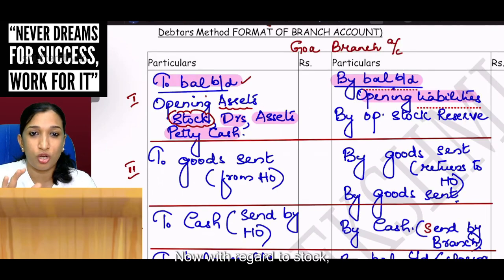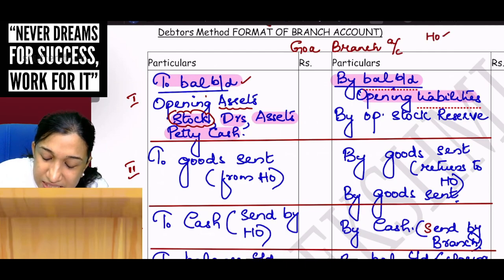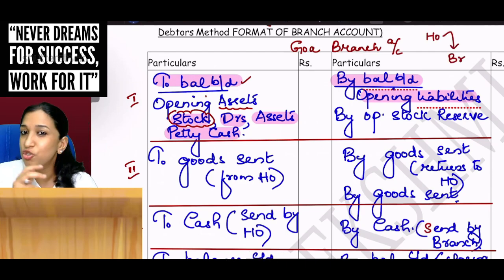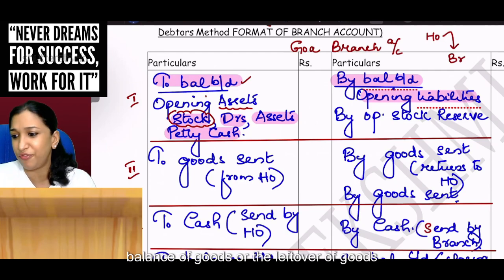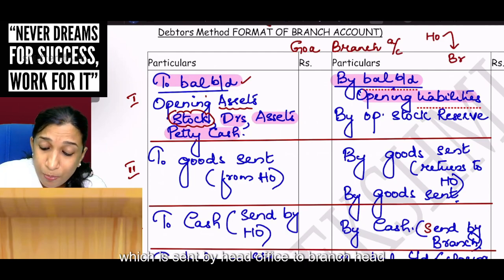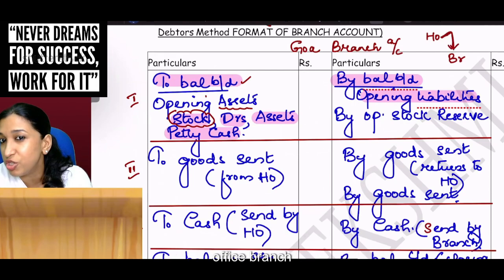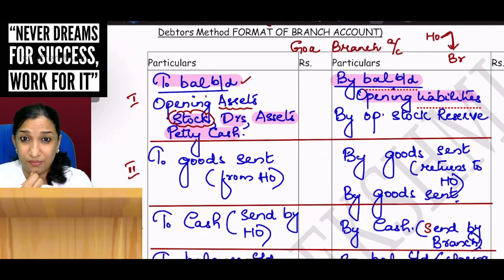Now with regard to stock, generally head office sends goods to the branch. Stock of the branch means generally the balance, or the leftover, of goods sent by head office to the branch.